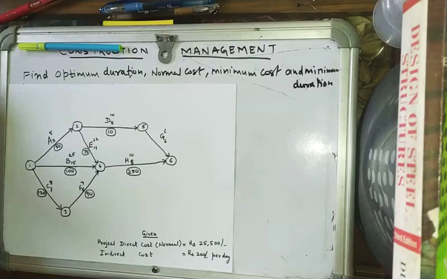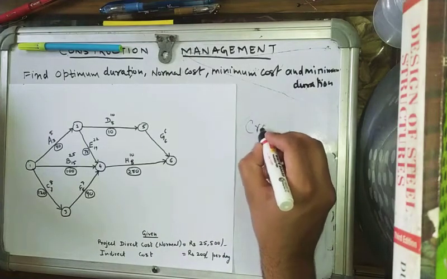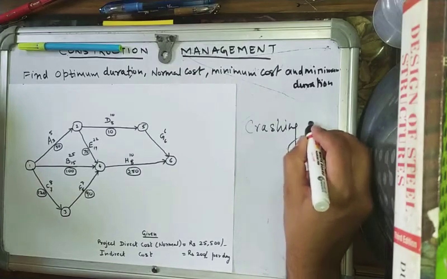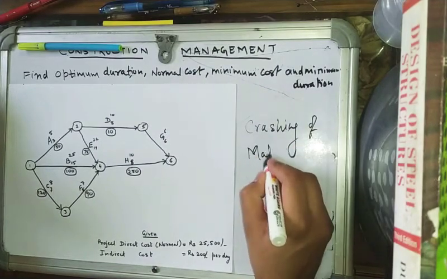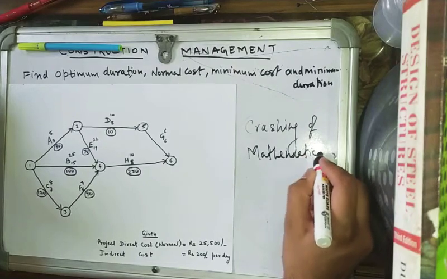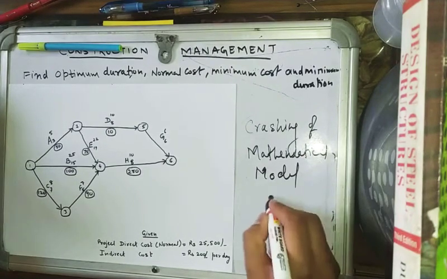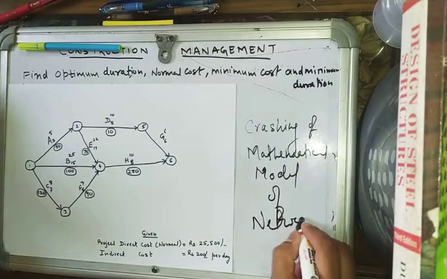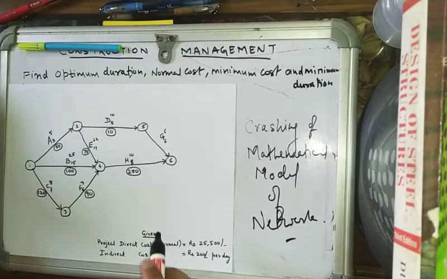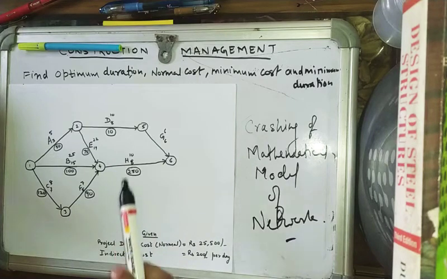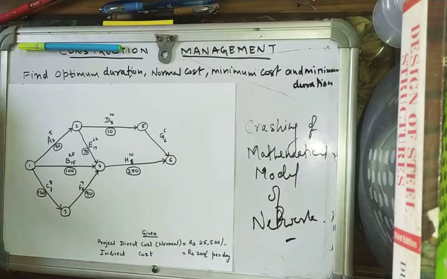So while doing this problem, we will see how we crash. This is known as crashing of the mathematical model, because this is the mathematical model of the network where we have the normal duration, the crash duration, and the cost slope, all represented in this network itself. We'll go step by step.